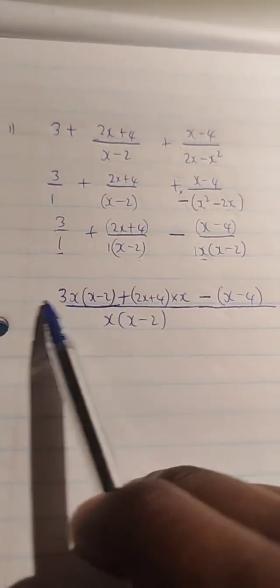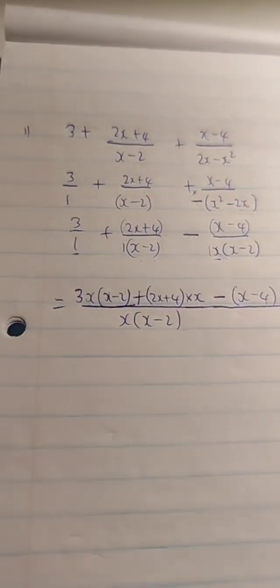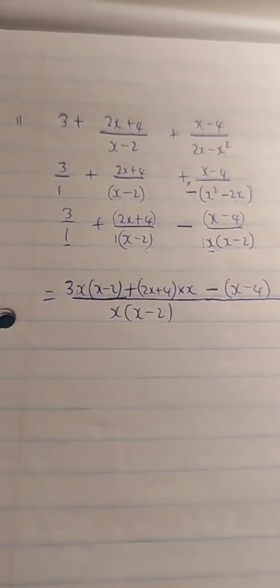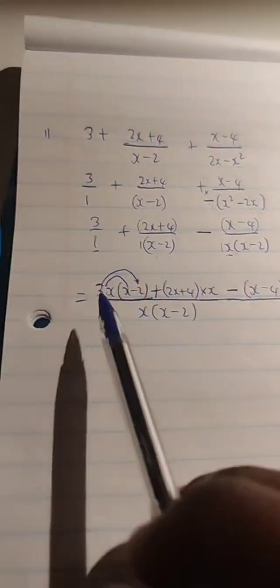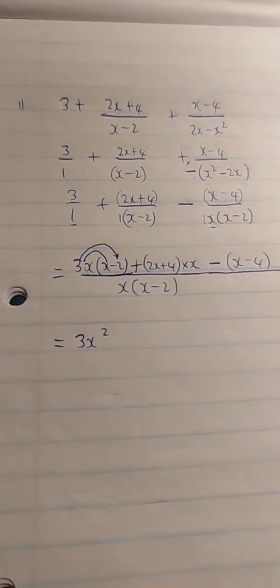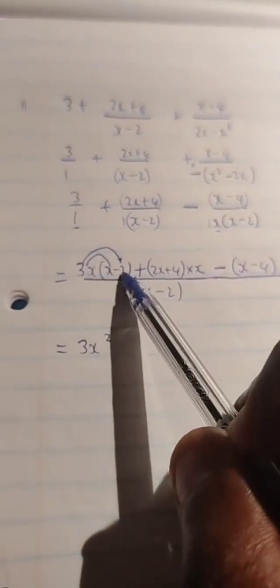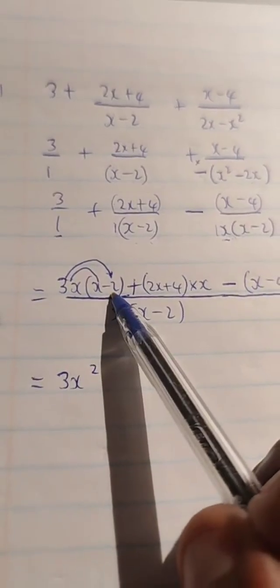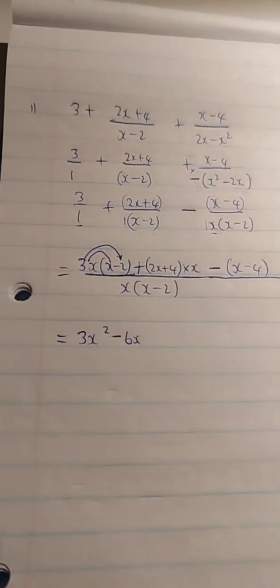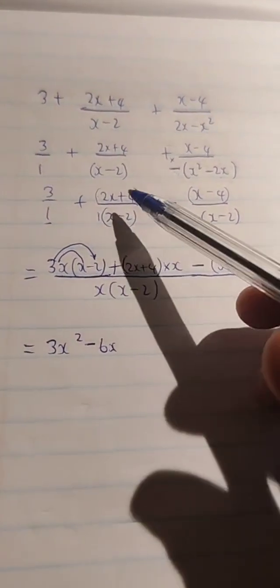So let's now multiply out, add and subtract the like terms. BODMAS says brackets, exponents, division, multiplication, addition, and subtraction. So this 3x we are going to distribute. 3x times x is going to give us 3x squared. Then 3x times negative 2 is going to give us negative 6x. 2x plus 4 I put in brackets.